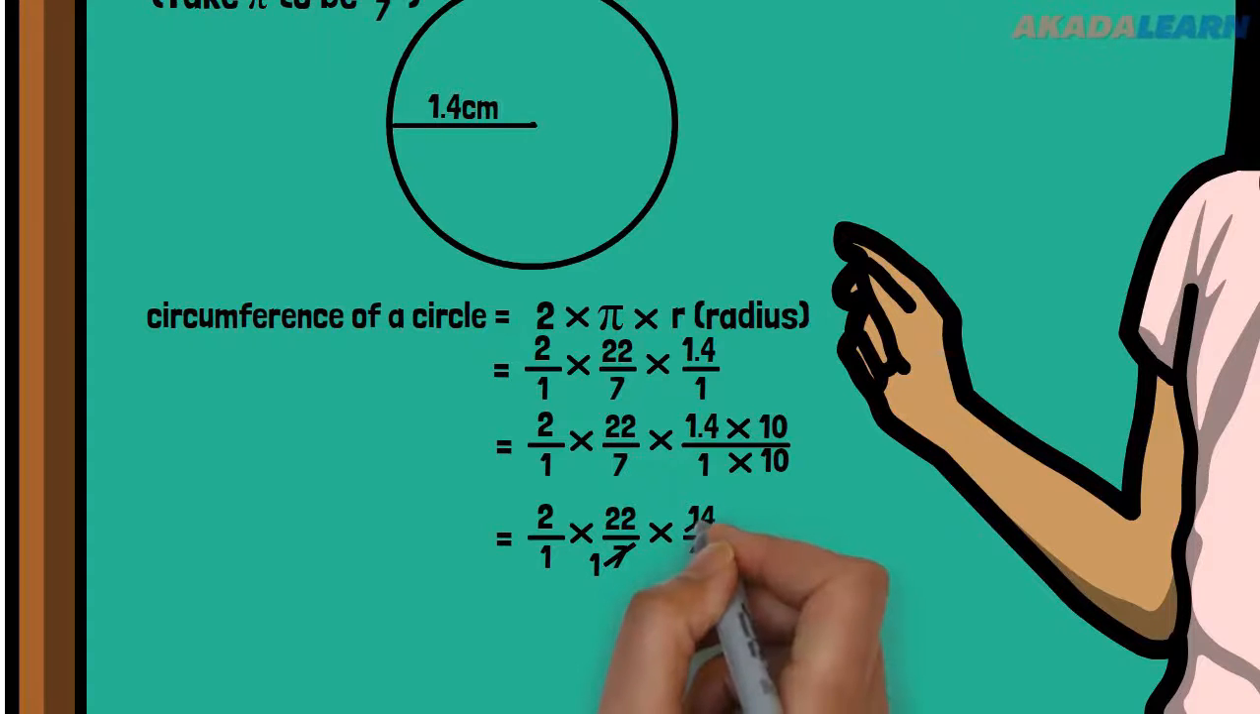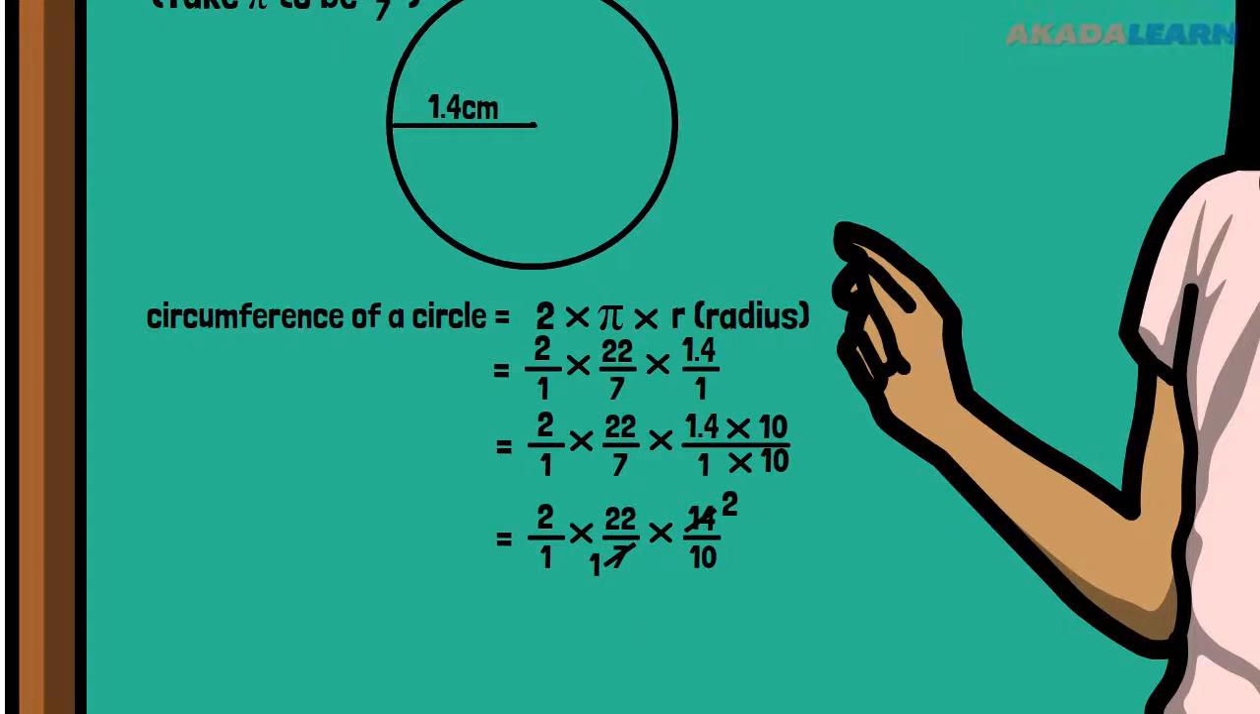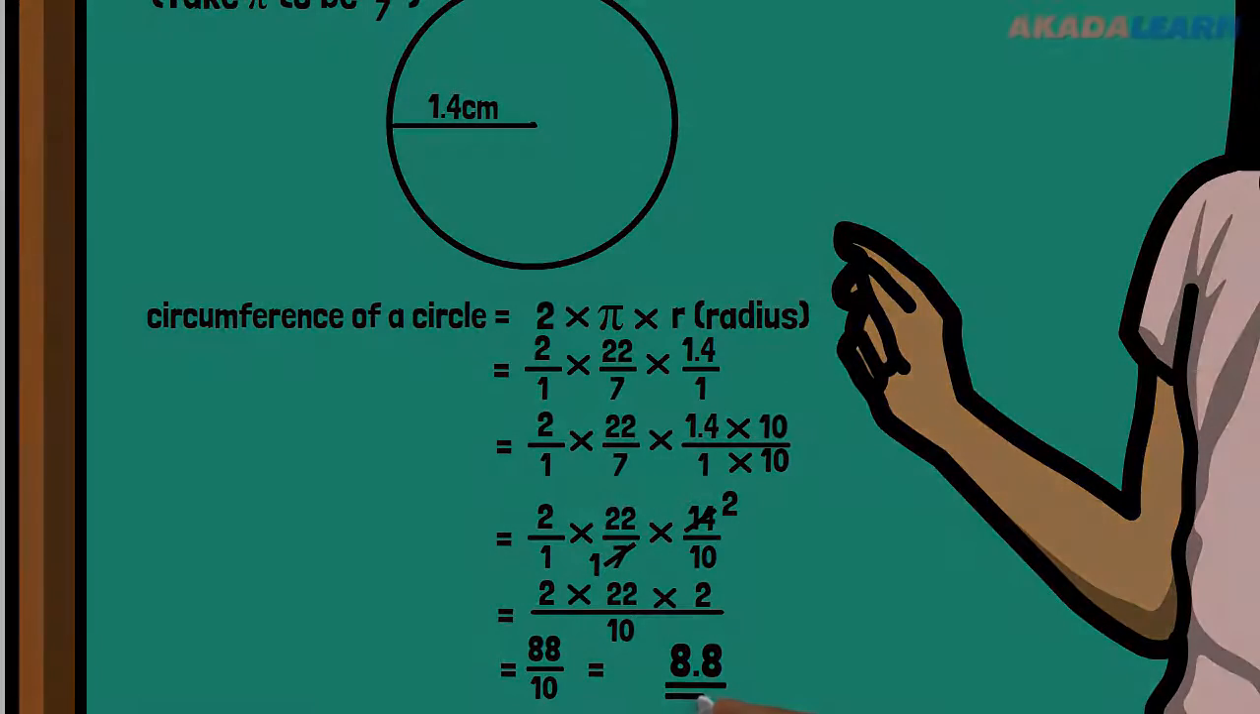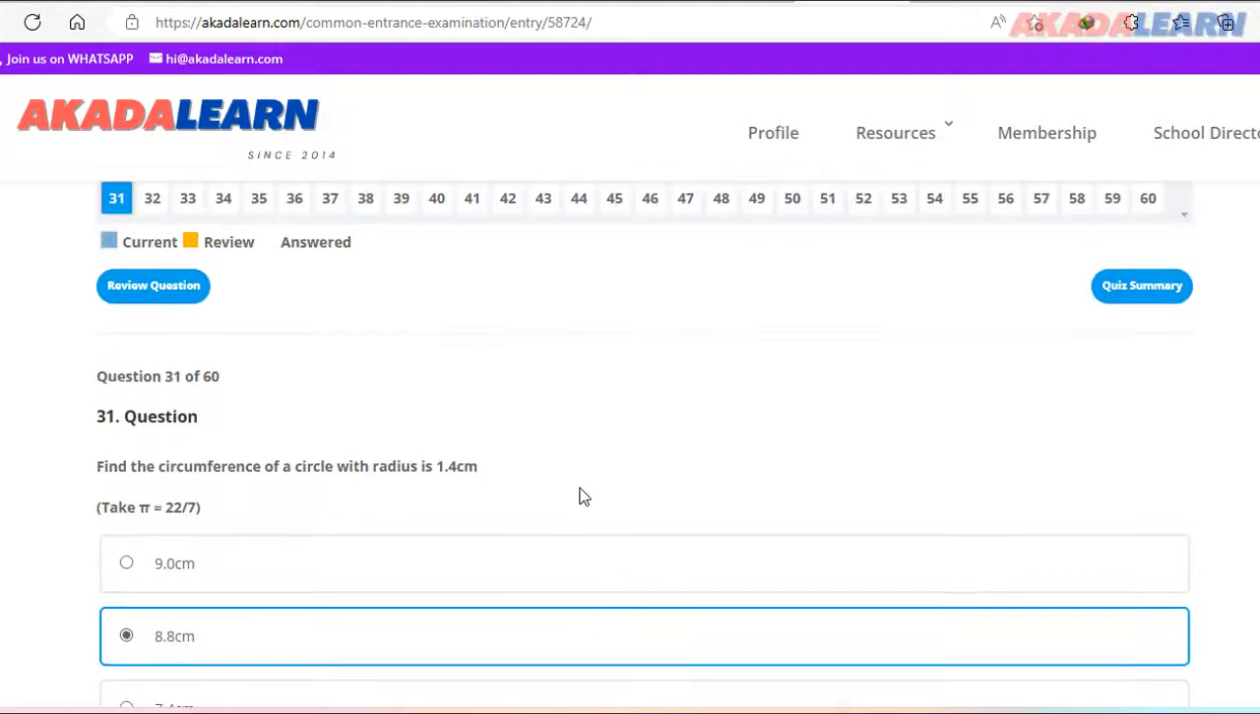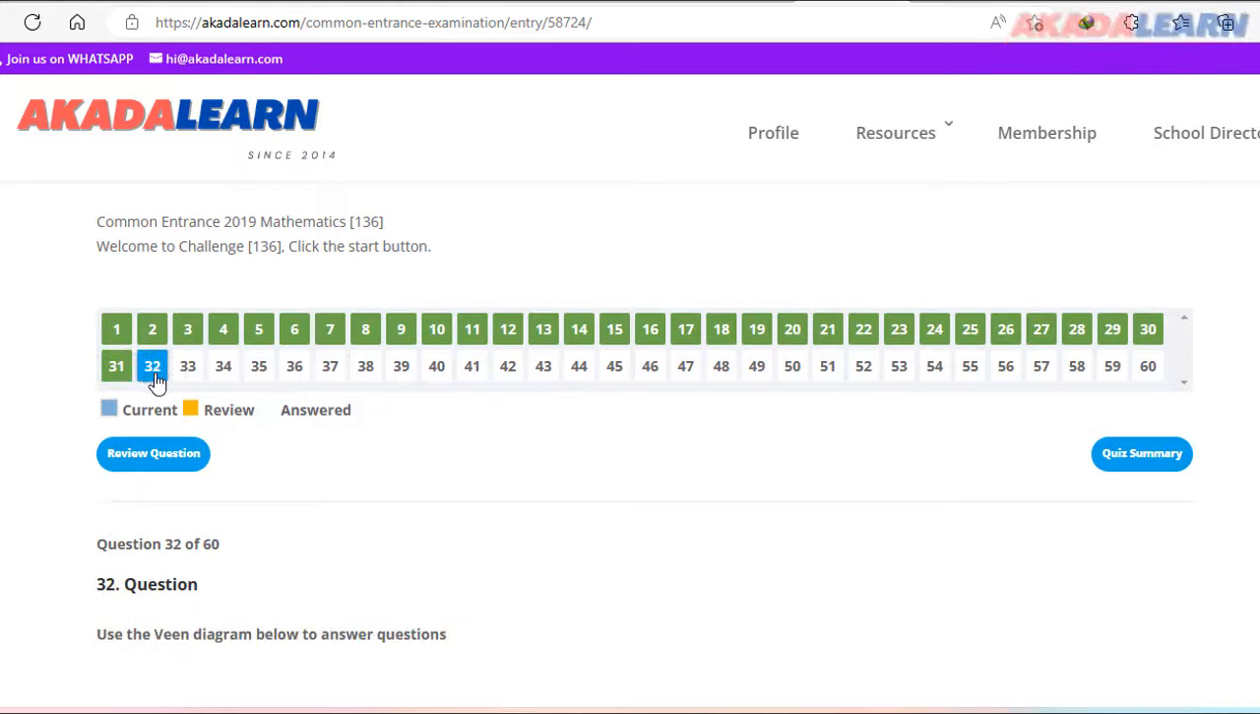7 divided by 7, 1. 14 divided by 7, that'll be 2. So this is equal to 2 times 22 times 2 over 10, which is equal to 88 over 10. So we move decimal point once, that'll be 8.8, which is our final answer. All right, from the solution we can see the answer is 8.8 cm. Next question, question 32.